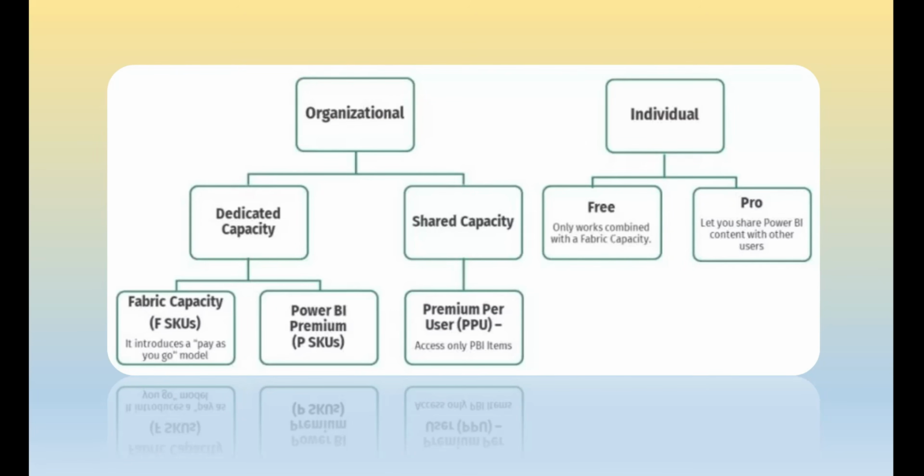Finally, one more perspective is, if you're an organization or an individual, how do you look at Microsoft Fabric licensing, right? As you can see, if you are an organization, then you have two options. One is dedicated capacity, where you have Fabric capacity SKUs. It introduces a pay as you go model. This is important to know, right? The dedicated capacity has one more option where you have Power BI premium P SKUs. And if you choose shared capacity, you have premium per user PPUs, with access only for Power BI items.